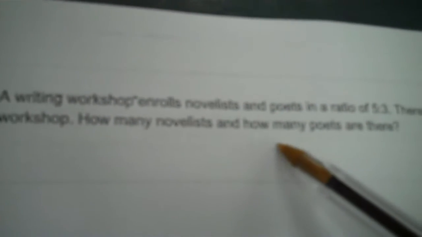Okay, this is pretty easy. The book says to do it one way, but here's how we're going to do it. It says a writing workshop enrolls novelists and poets in a ratio of 5 to 3. That means for every 5 novelists, there's 3 poets. If there's 10 novelists, you got 6 poets. 15, you'd have 9 poets.